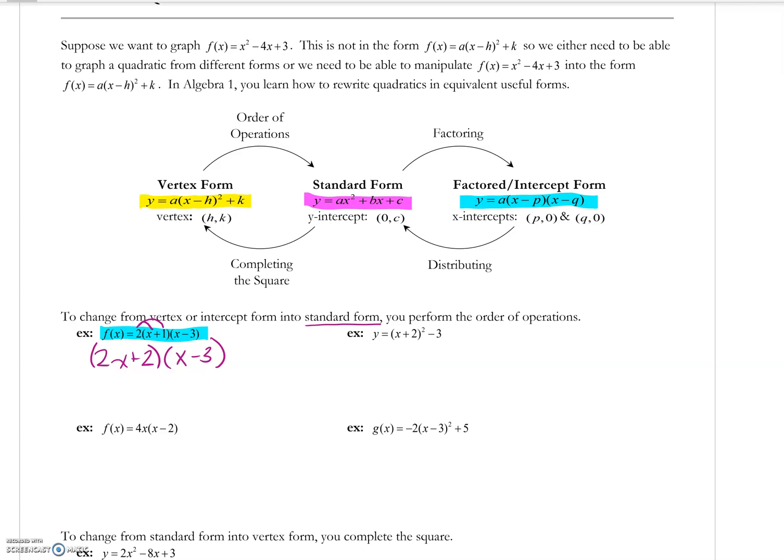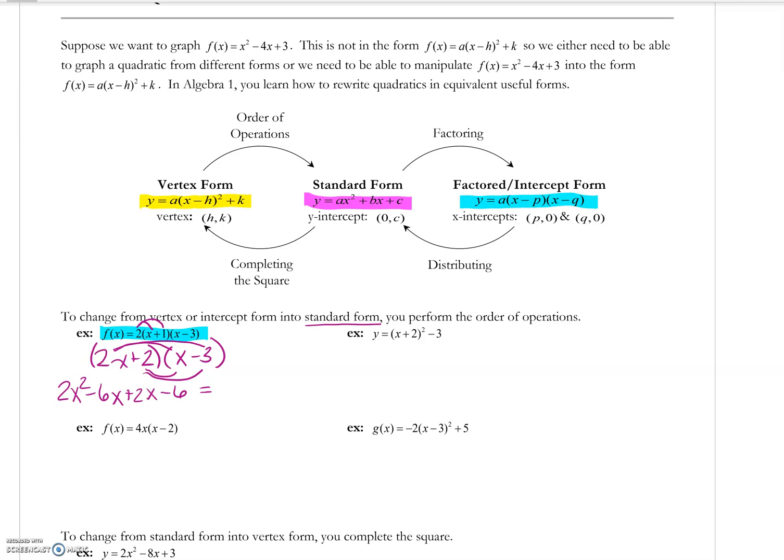So now I'm going to distribute again, and remembering from Algebra 1, when we distribute, this 2x is going to get multiplied by both terms over here, and the positive 2 is also going to get multiplied by those same 2 terms. So let's start with our 2x. 2x times x, I know is 2x squared. 2x times negative 3 is negative 6x. So this 2x got multiplied by both of the terms in the second parentheses. Now I do the same thing with this 2. 2 times x is 2x, and 2 times negative 3 is negative 6.